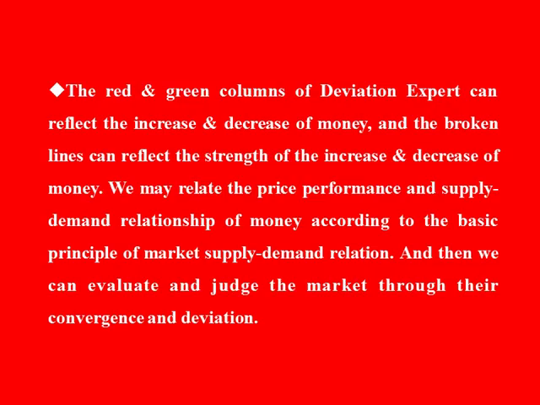So let's see the next one. The red and the green columns of the deviation expert can reflect the increase and the decrease of money, and the broken lines can reflect the strength of the increase and decrease of money. We may relate the price performance and supply-demand relationship of money according to the basic principle of market supply-demand relation. Then we can evaluate and judge the market through their convergence and deviation.